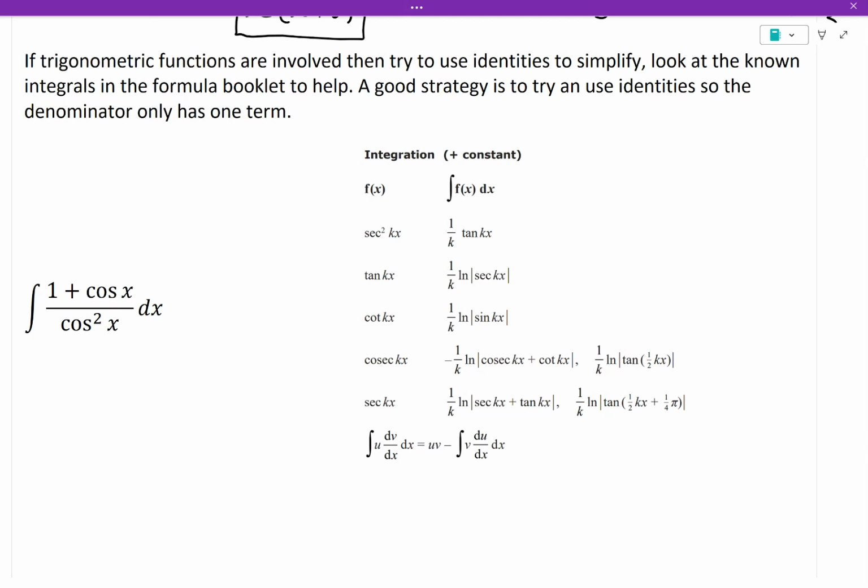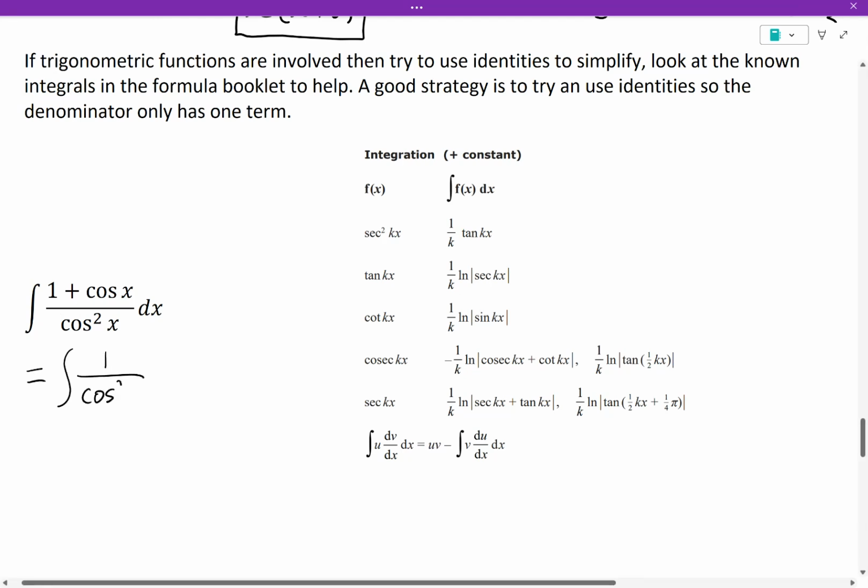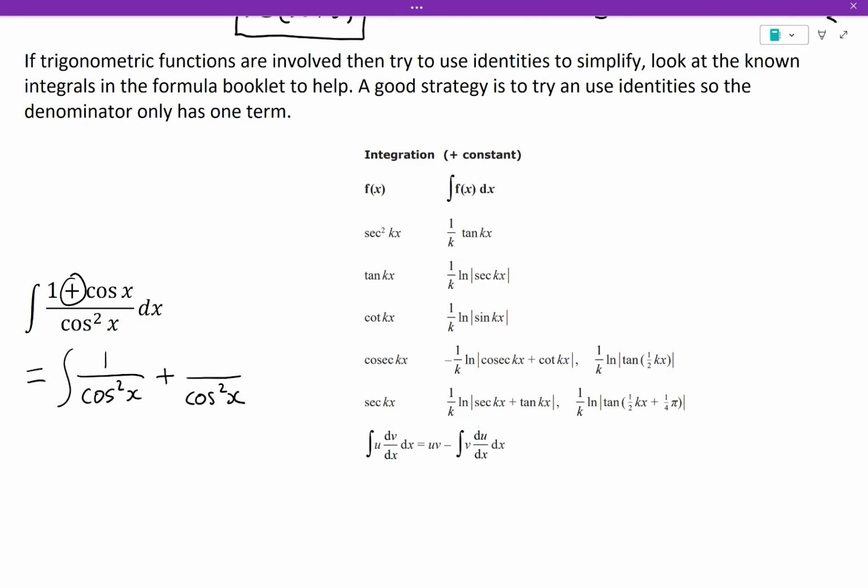So have we got one term in the denominator? Well, yes, we have. So let's have a go at splitting up my fraction. I'd get the integral of 1 over cos squared x, plus, and our denominator would be cos squared x again, because essentially we're doing the reverse of addition, and our numerator would be cos x, with respect to x. Then let's try and simplify my fractions. For my first fraction, 1 over cos squared x could become sec squared x.